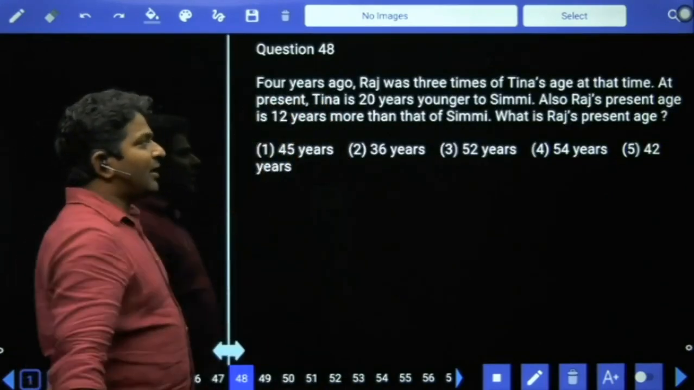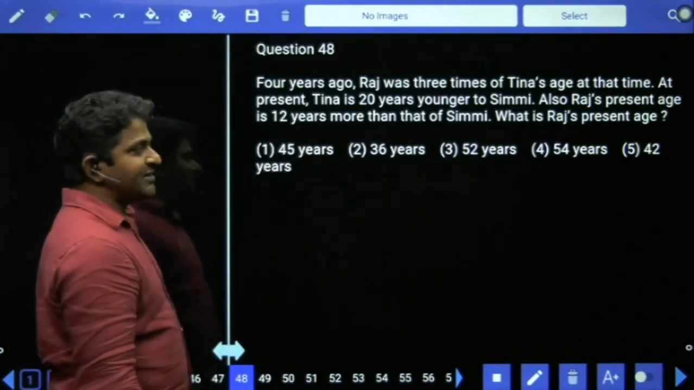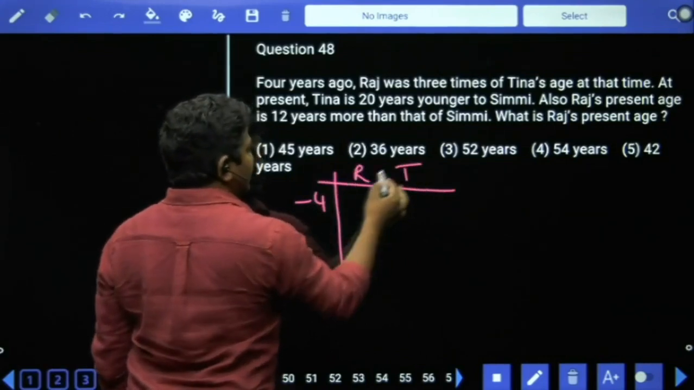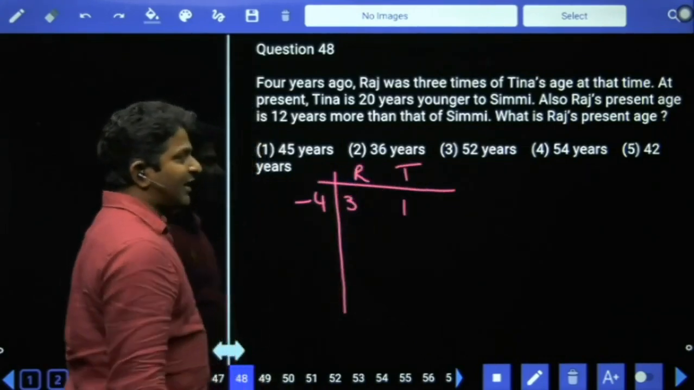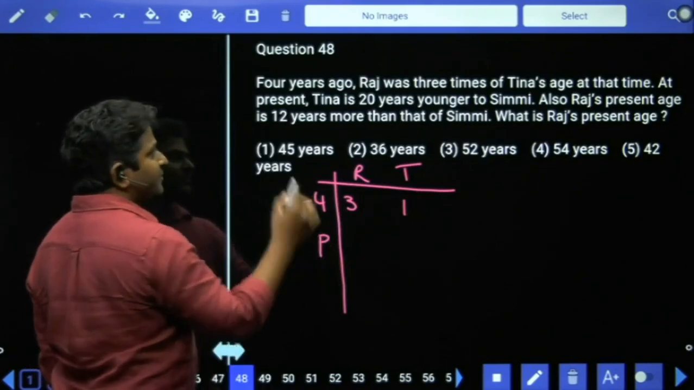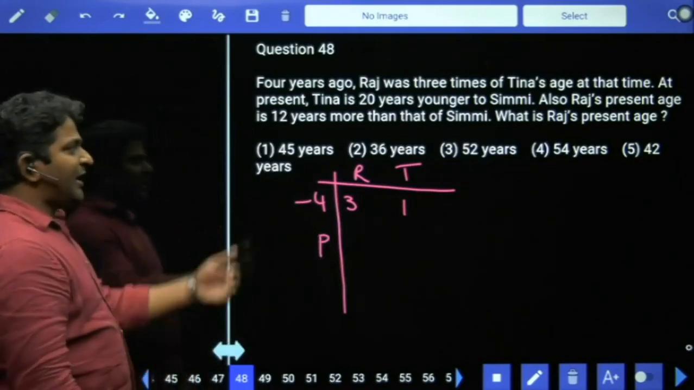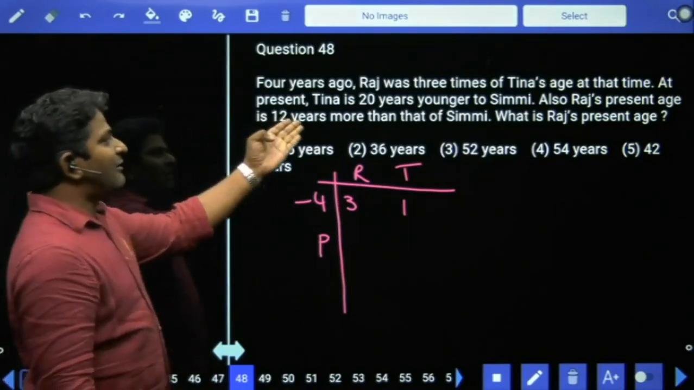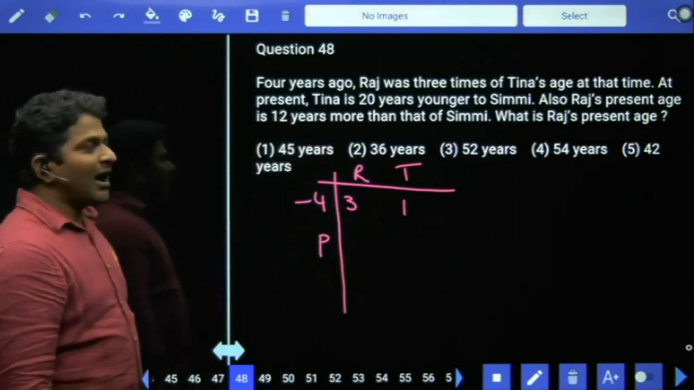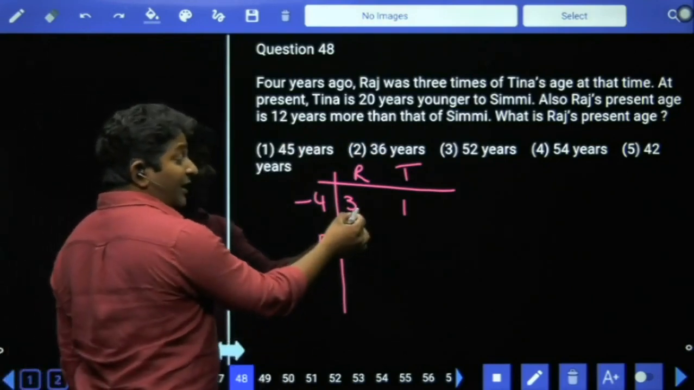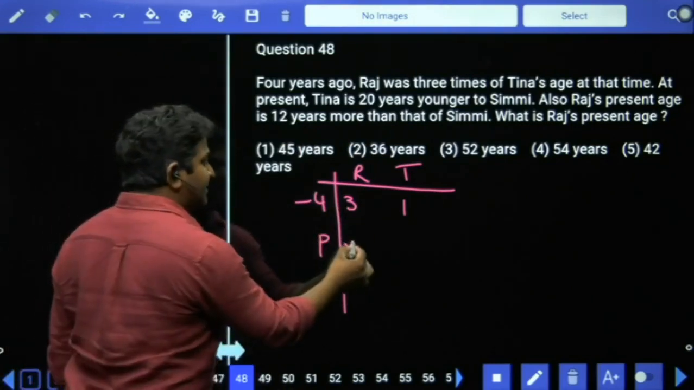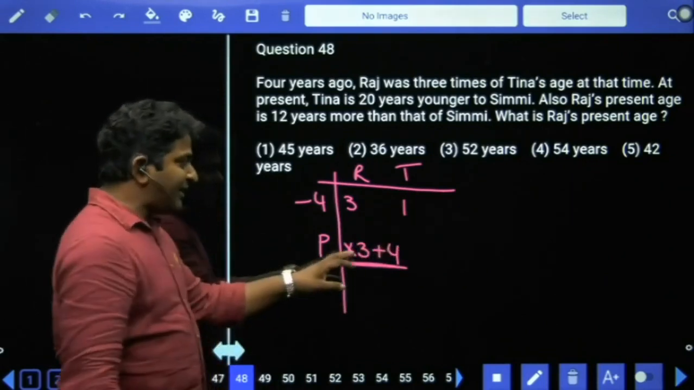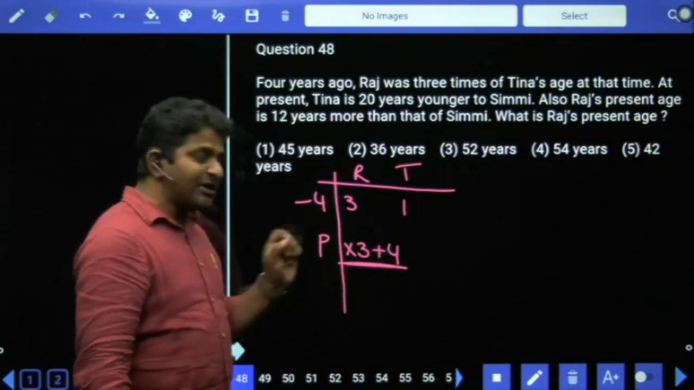4 years ago, Raj's age was 3 times of Tina's age at that time. At present, Tina is 20 years younger than Simi. Also, Raj's present age is 12 years more than Simi. 4 years back, Raj's age was a multiple of 3, so to get present age, it is a multiple of 3 plus 4. That means from the present age of Raj, when you subtract 4, it has to be a multiple of 3.